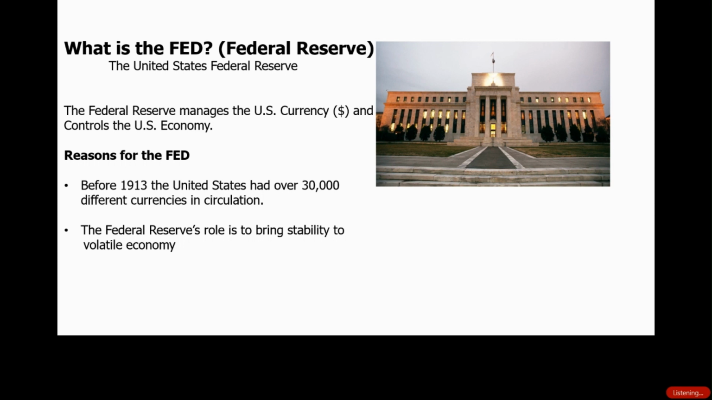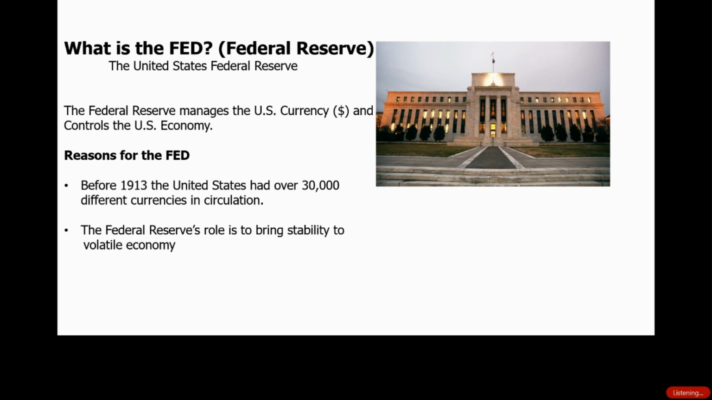Now, there are a lot of different reasons and a lot of interesting things you can read out there about the Federal Reserve. But their primary purpose is to bring stability to the country. Now, whether they are doing that or not, that's an arguable statement, but that's the mission.